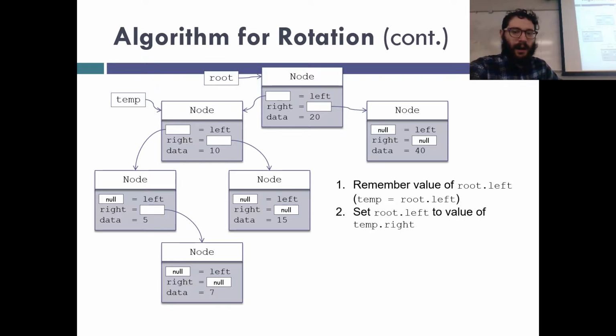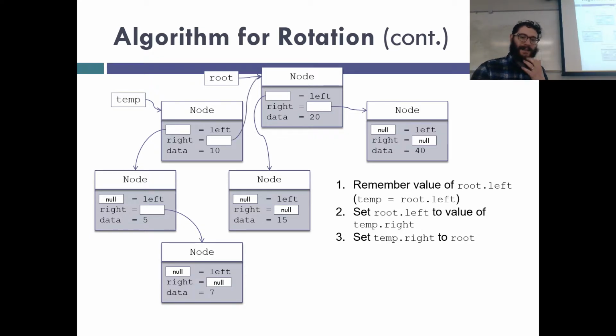Then set root.left to temp.right. So I grab my left child's right child and make him mine. Then I set temp.right to root. So now I point over here and make temp the root. Now they're just kind of dangling like that. Notice that this guy's now the root.